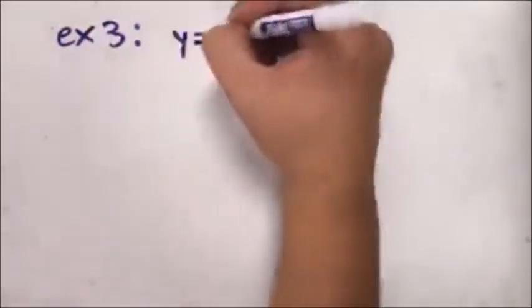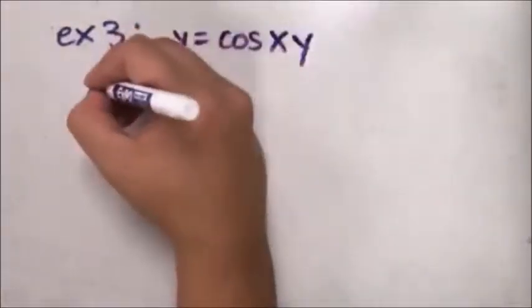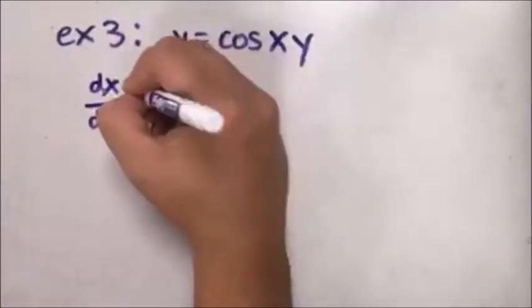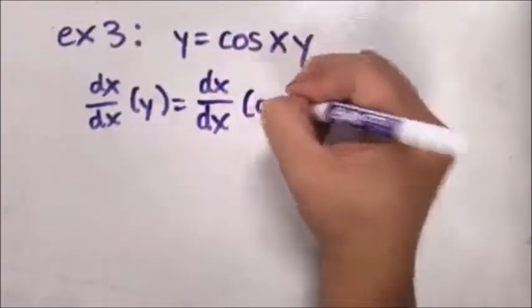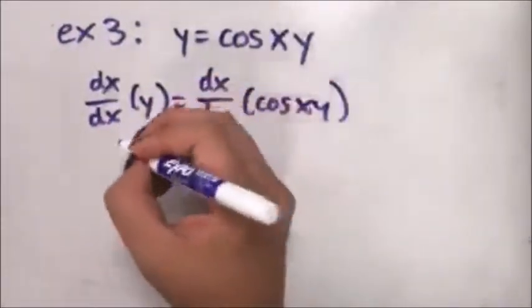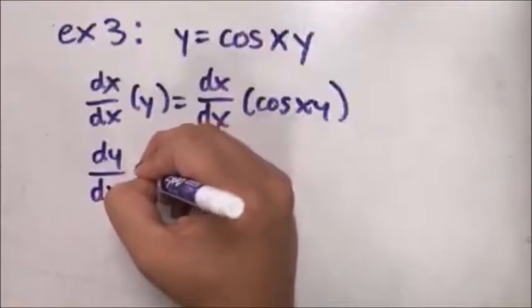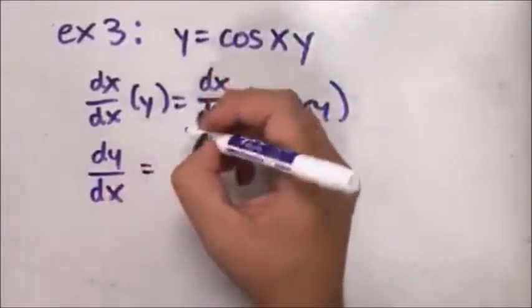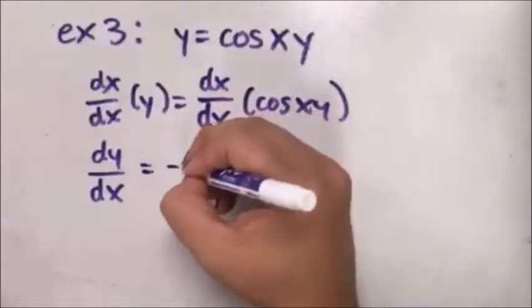Now let's try a trig example. So we have y equals cosine xy. First we differentiate both sides of the equation, so we have d/dx y equals d/dx cosine xy. And now we take the derivative of both sides. So the derivative of y, by the power rule, we know is 1, and since it's y, we multiply that by dy/dx. Equals, and for this half, we have to use the chain rule.